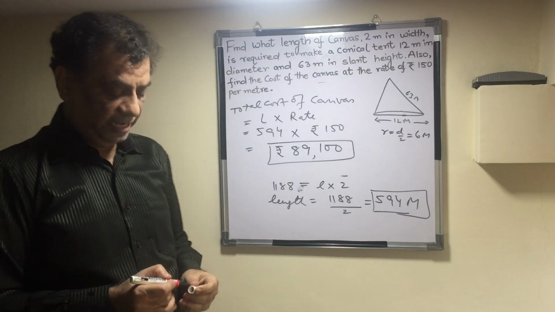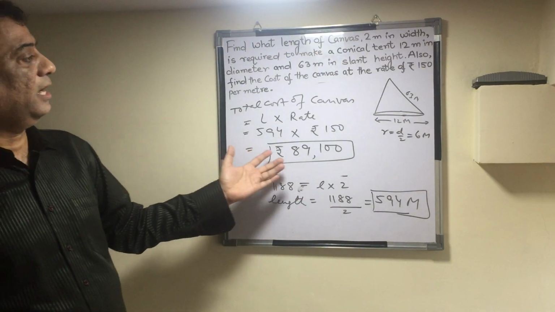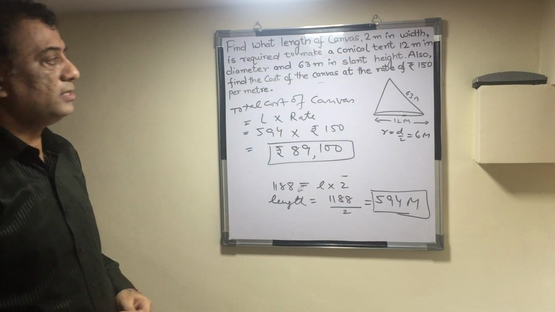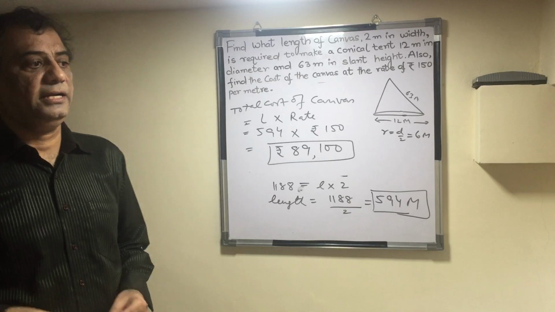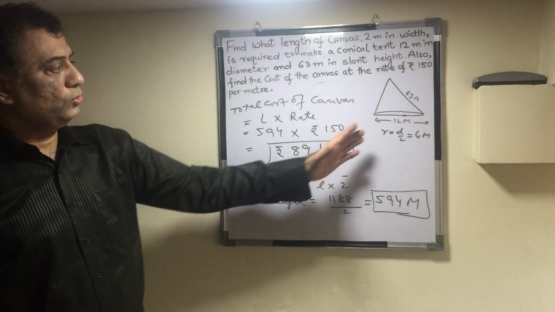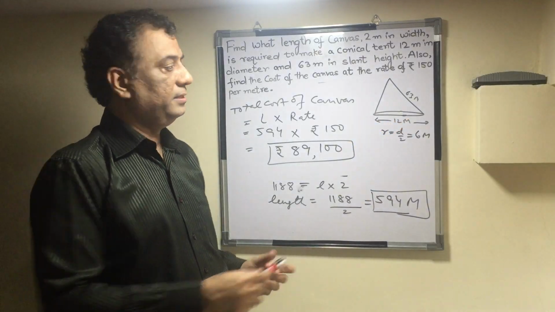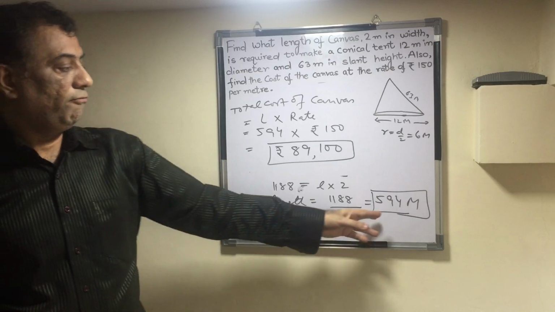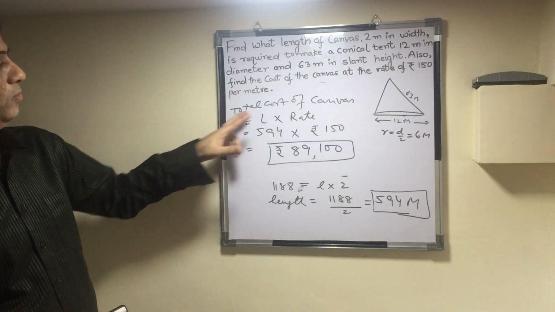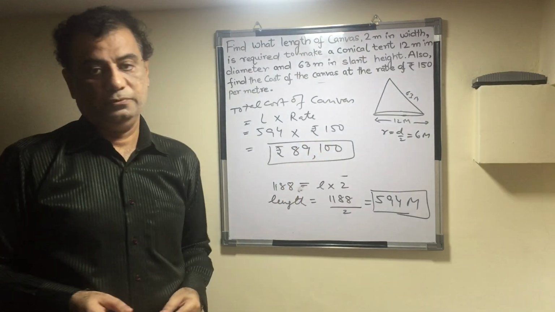So in this case, we have found out the total cost as well as how to find the length of the canvas when we have to cover a conical shaped tent with the canvas whose slant height and base diameter is given. So in this case, we have found the length as 594 meter and the total cost of canvas as rupees 89100. Thanks.